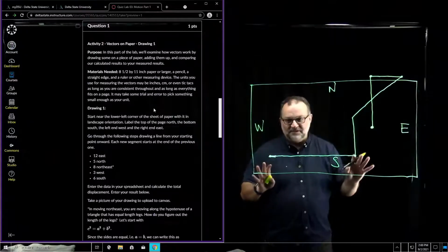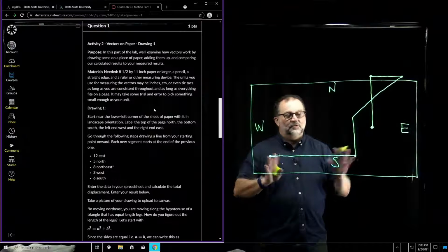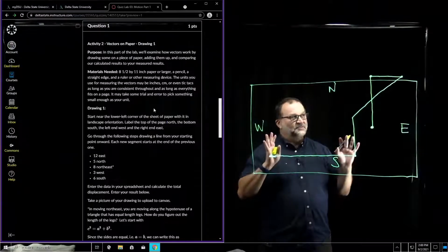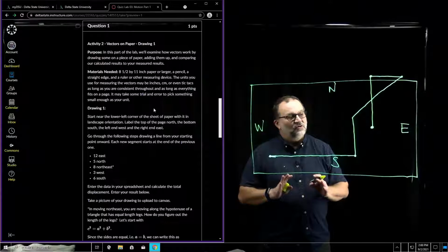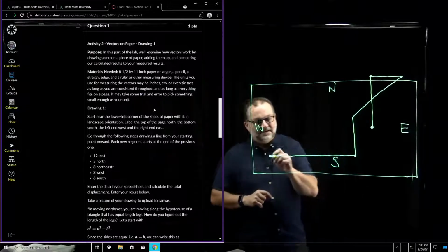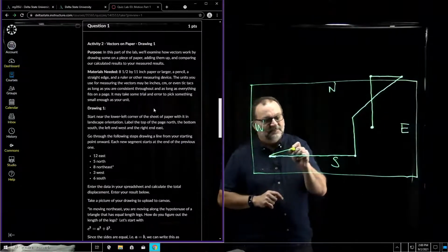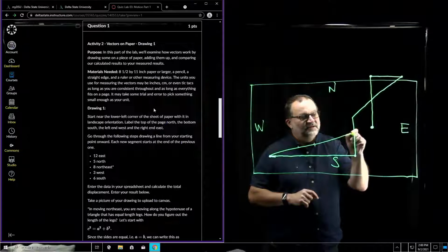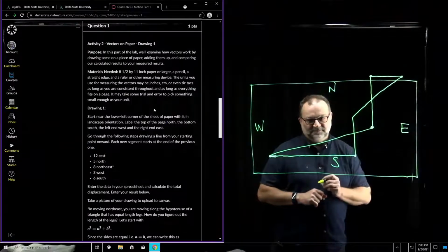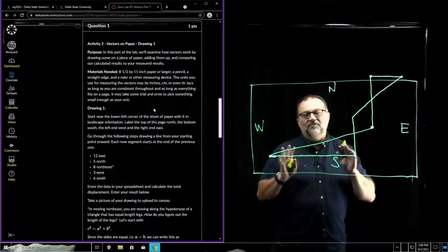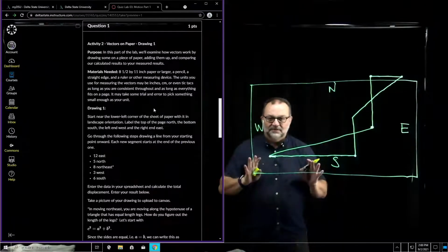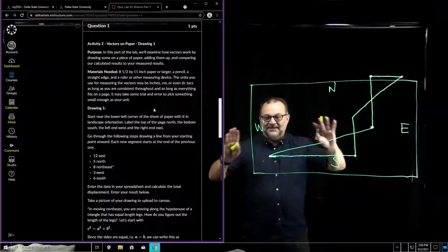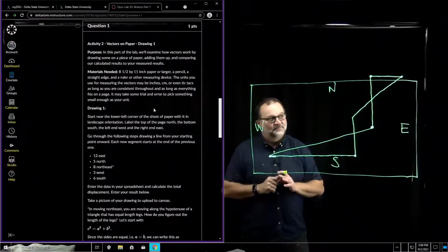So you're going to take a picture of this, and you're going to upload it to Canvas, the picture of your drawing on your piece of paper. And so what we're after in the end, though, is how far is it from where we started to where we ended up? All right? How far is it from where we started to where we ended up? Well, let's look at the math behind this.